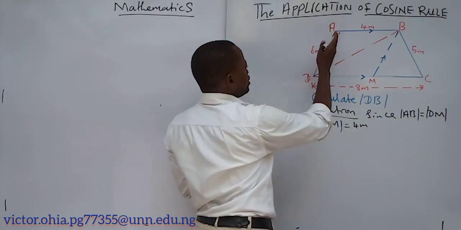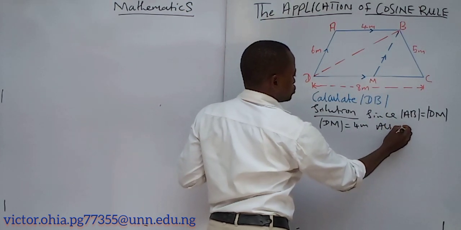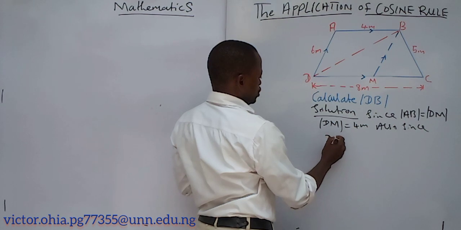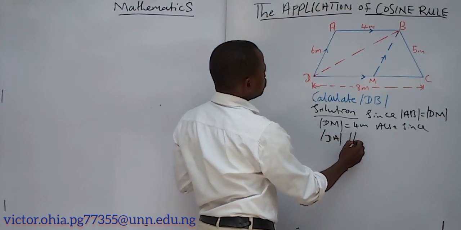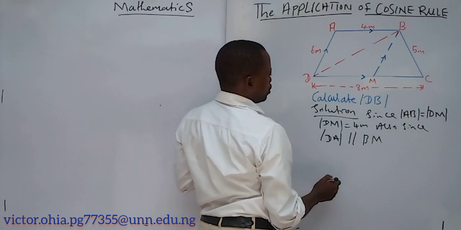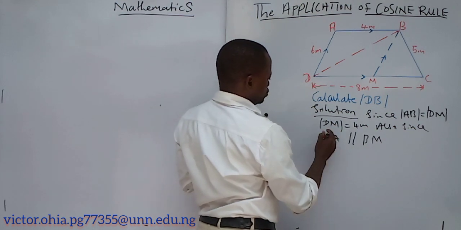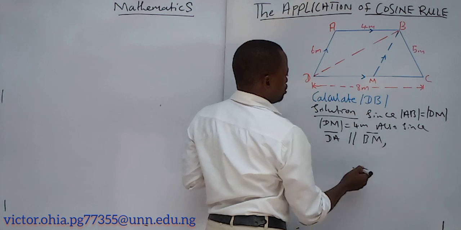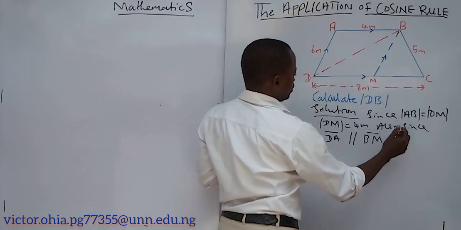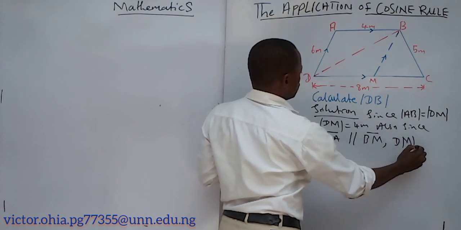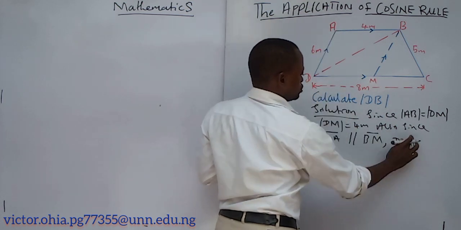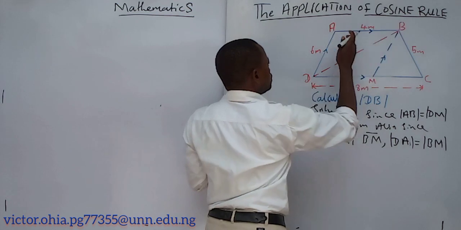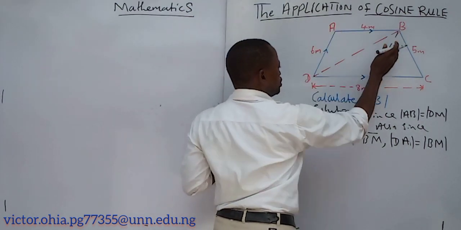We are also told that DA is parallel to BM. Since this DA is parallel to BM, it then means, like I stated here, that DA will be equal to BM. This DA will have to be equal to BM.